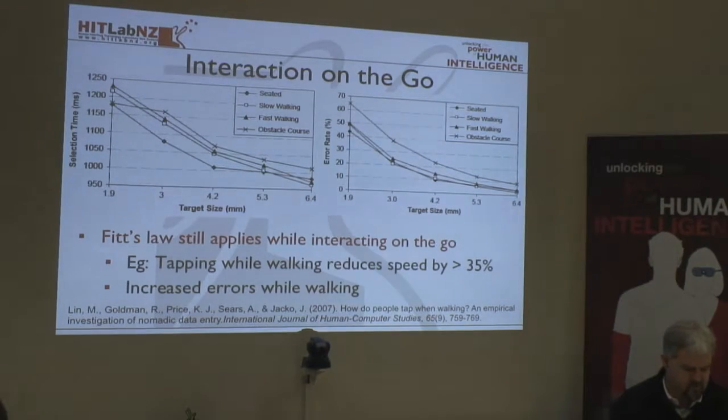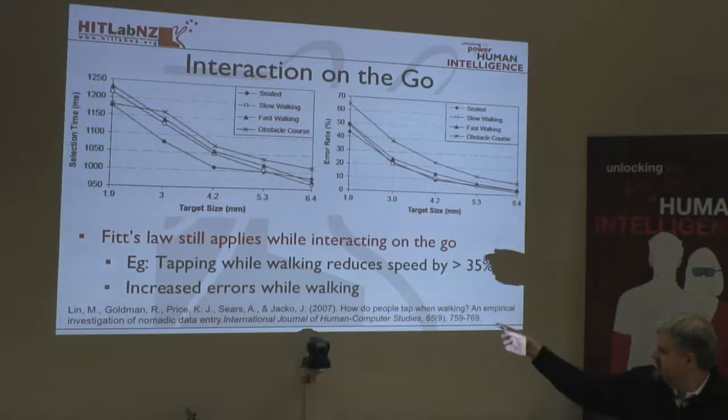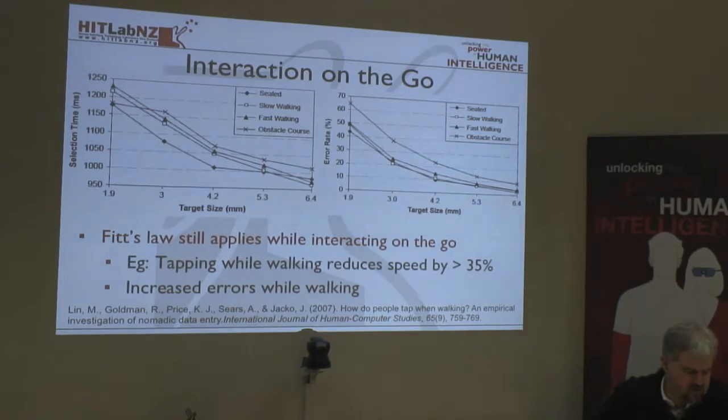But they also found that Fitts' law still applies when you're walking and interacting as well. As you start walking around and you want to try and input, then the speed of input goes down. For example, yesterday I was walking around the campus and I was following beside a woman, and she was texting while she was walking. But she was walking very slowly because she was texting. They say that if you're tapping while you're walking, it can reduce your speed by more than 35%. And of course it increases the errors as well. So you have to think about how that will impact you as you're walking on the go too.